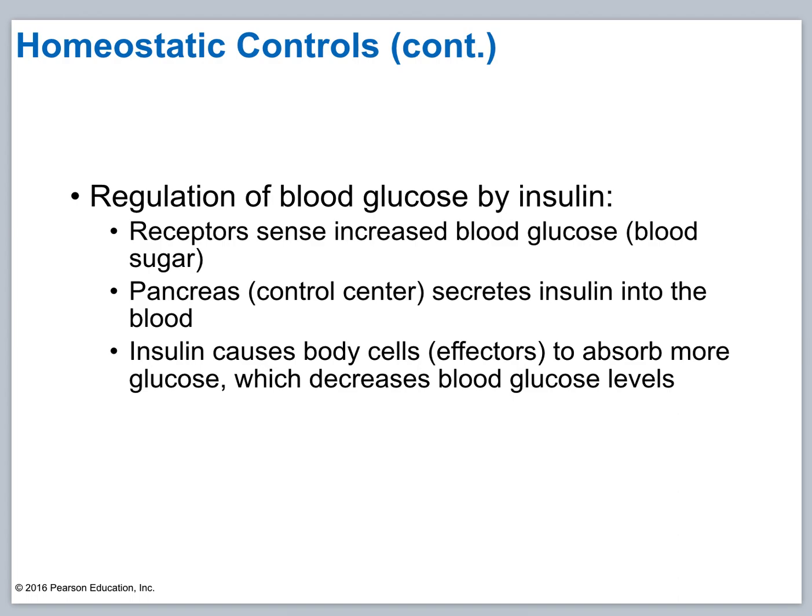This is another example of negative feedback, with blood glucose controlled by insulin. When blood glucose is increased, there are receptors that sense the increased blood sugar. The pancreas then secretes insulin into the blood. Insulin causes the body cells to absorb the glucose, which decreases the blood glucose level. And that way it has a negative feedback on the rise in glucose, and that brings it back to normal.